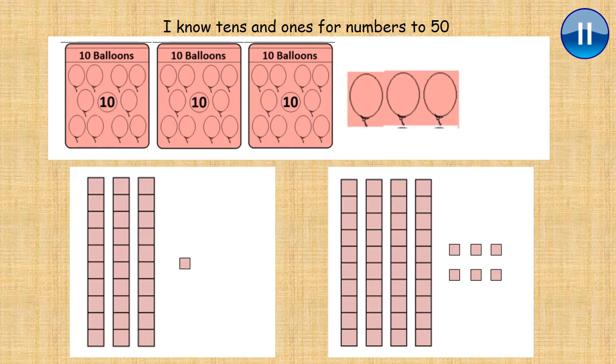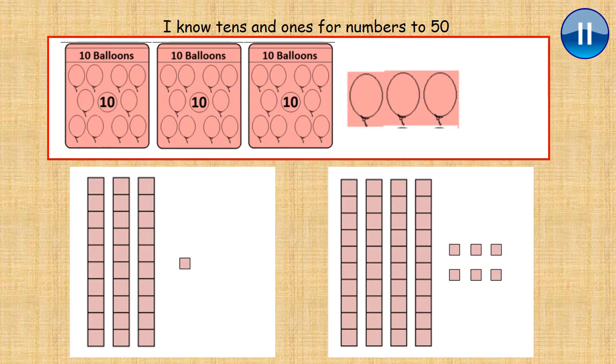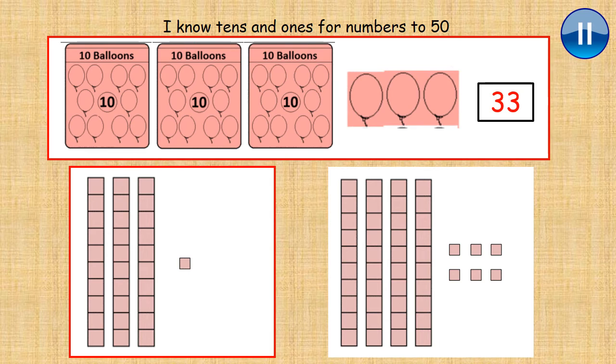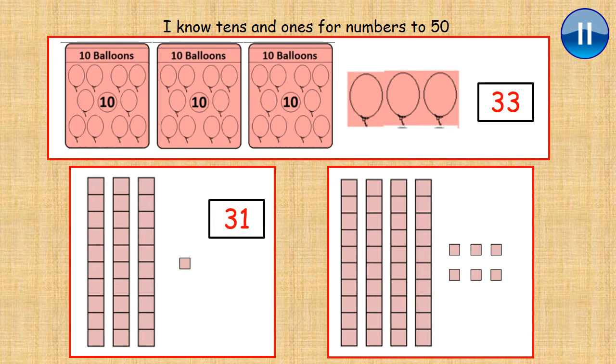Look carefully to see how many tens and ones there are. Pause the video whilst you share your ideas with a partner or someone at home. How did you get on? I can see 3 tens and 3 ones, so there are 33 balloons. I can see 3 ten sticks and 1, so this makes 31. I can see 4 tens and 6 ones, and this makes 46.